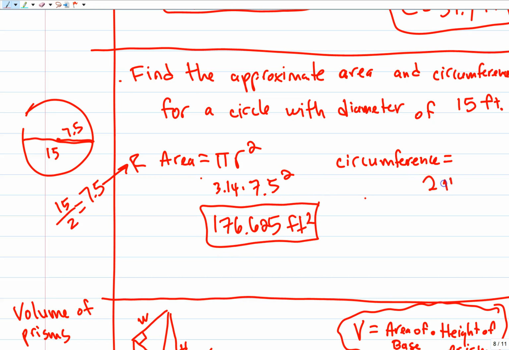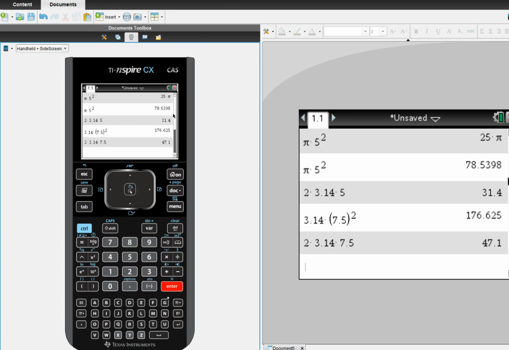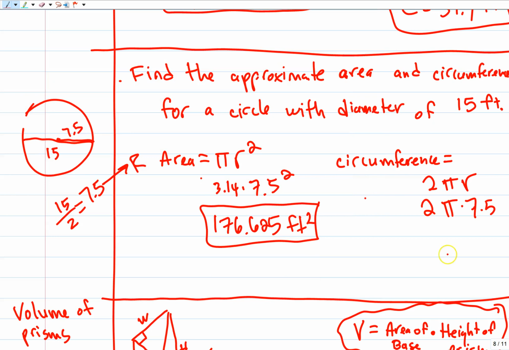Circumference is 2 pi r, 2 pi times 7.5. You could do 15 times pi. It would give you the same answer. 2 times 3.14 times 7.5 is 47.1. 47.1 feet.